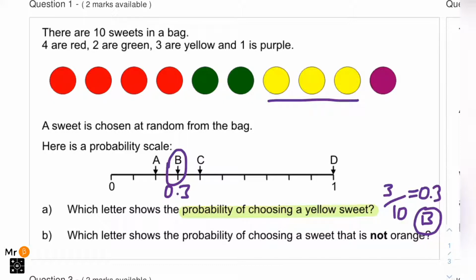Part B asks us to show the probability of choosing a sweet that is not orange. So that means any colour other than orange. Or as there aren't any sweets which are orange, that means it must have a probability of 1. Whatever we pick will definitely not be orange. So therefore it is certain, so it has a probability of 1 and it's our letter D.